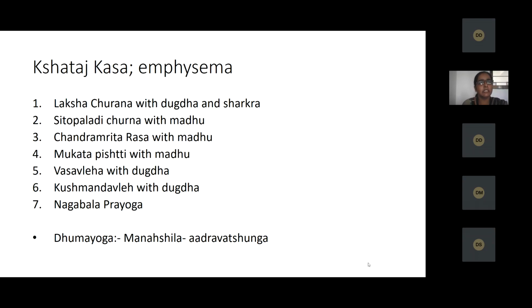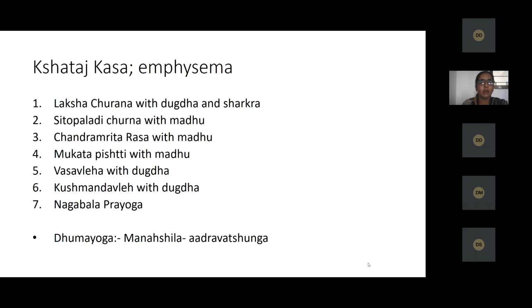We can give medicines like laksha churna with dugdha and sharkara, sitopaladi churna with madhu, chandramitra rasa with madhu, mukta pishti with madhu, vasavaleha with dugdha, and kushmandavaleha with dugdha. Nagabala prayoga we can also do, with the rasayana prayoga explained in the rasayana adhyaya, that is nagabala. Dhumapana we can give; manahshila dhuma we can give for emphysema.